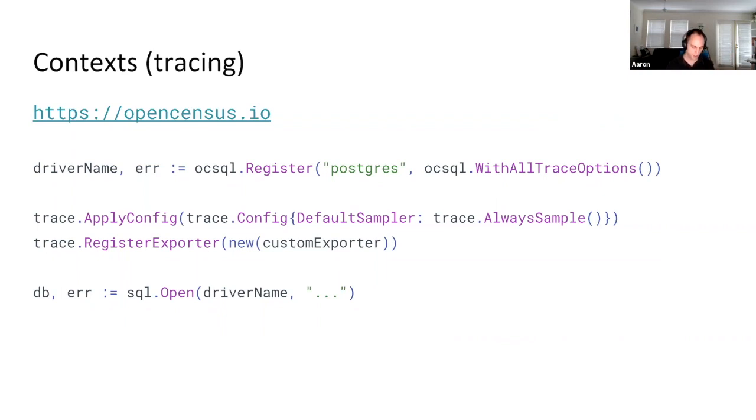They had all sorts of exporters that were cool. I can't remember a single one now. Prometheus was one of them, for example. If you wanted to export your traces and metrics to Prometheus, it seems to be really easy. I wrote my own custom exporter because I just wanted standard out. In the end, we do SQL open just like we would normally do. We just change the driver name. The driver name comes from that OCSQL.register command. It probably does something like ocsql or whatever .postgres as a new driver name.